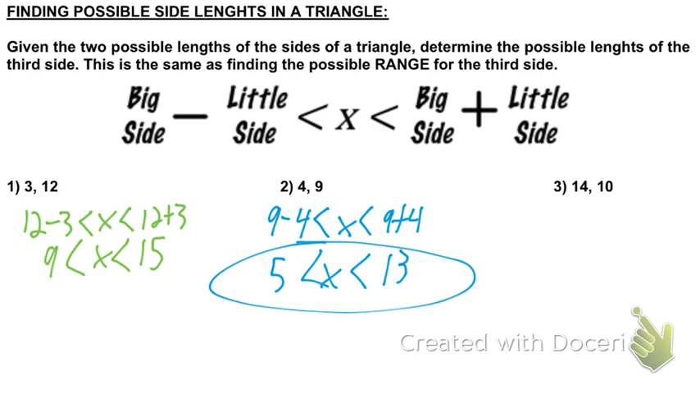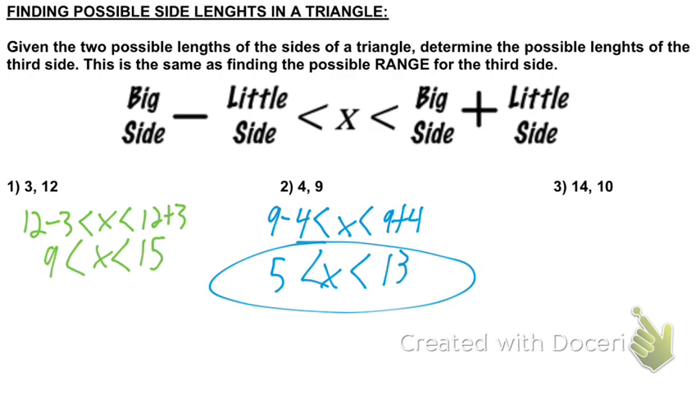Because we're finding out the possible range. Where could this third side fall in between? We know it's somewhere here. We have no way of knowing any more specifically than this. What about 14? 14 couldn't work, because the sides aren't 5 and 13. The sides are 4 and 9, which is why 14 wouldn't work.